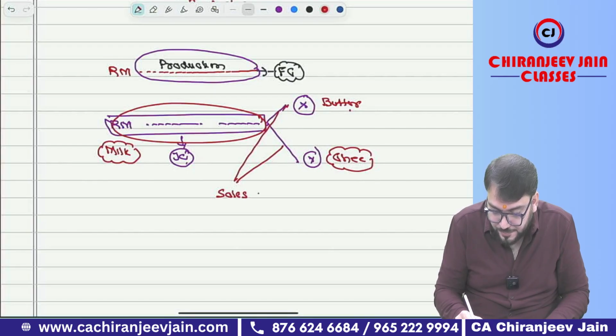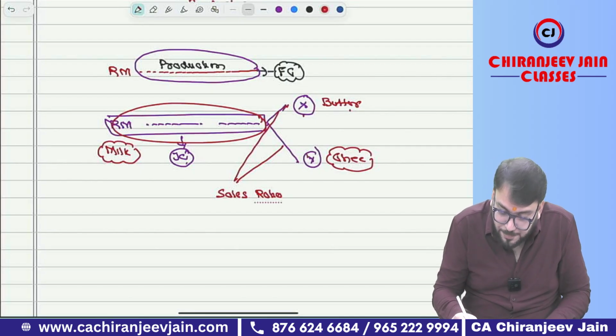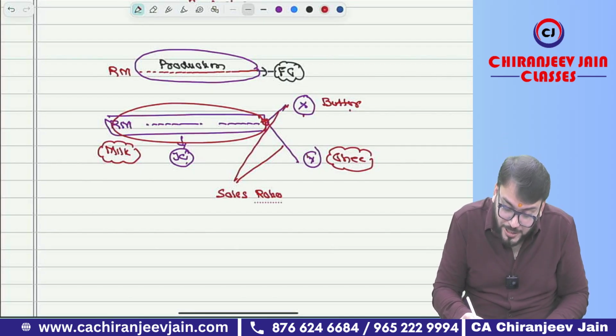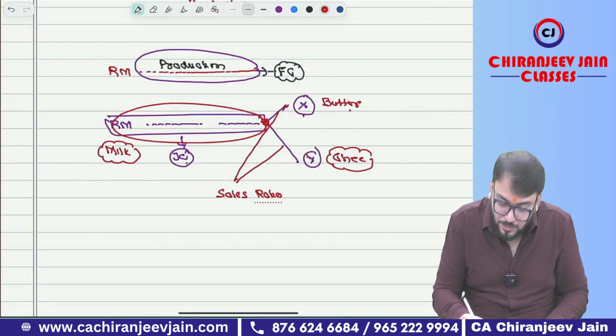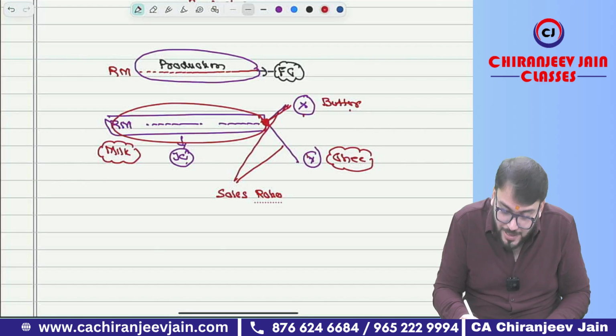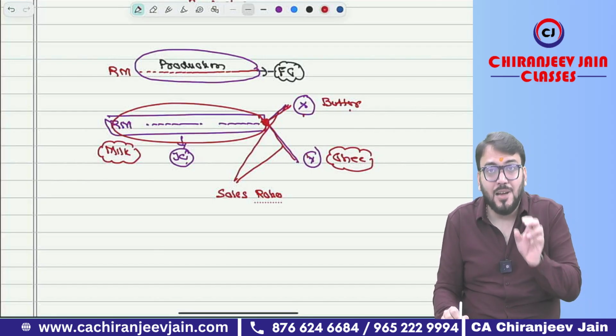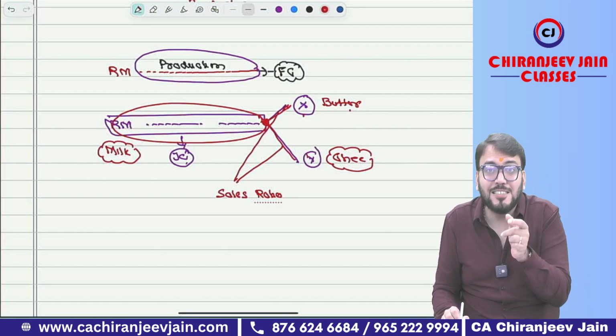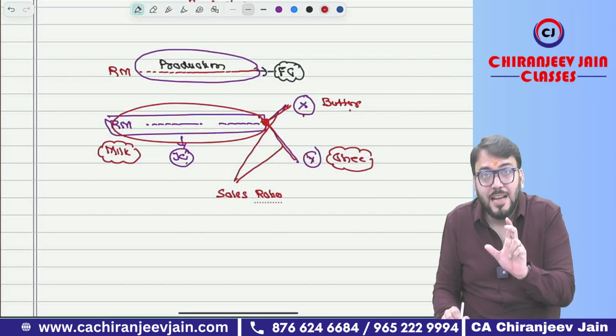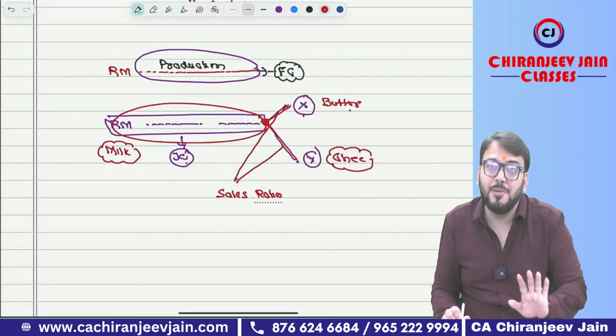In the sales ratio of joint product at the point of split off. You can see this is the point where the milk is split off into butter and ghee. So at this point of time, what is the sales value of ghee and butter? At that sales value, the joint cost will be allocated.